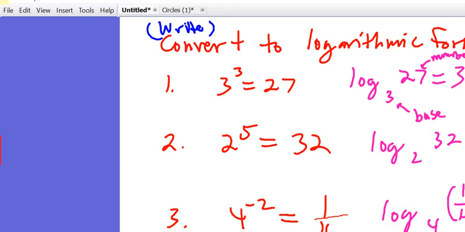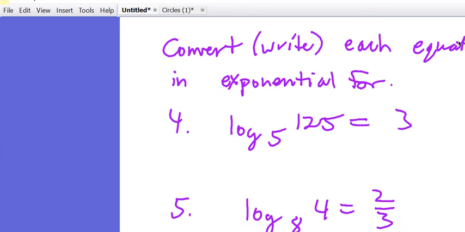Now, you've done this. This was exponential to logarithmic. How about we do logarithmic to exponential?